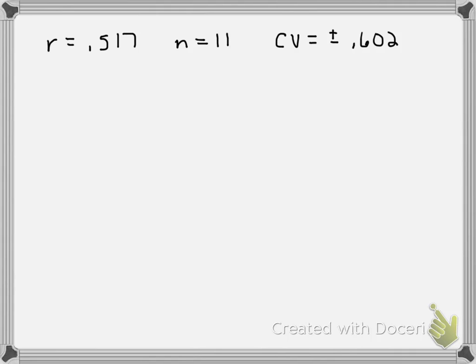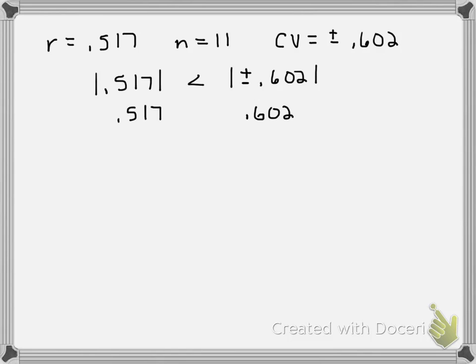Now let's compare the absolute value of R to the absolute value of the critical values. The absolute value of 0.517 is 0.517. The absolute value of plus or minus 0.602 is 0.602. So the absolute value of R is less than the absolute value of the critical values. Whenever that happens, that means that there is not significant linear correlation.